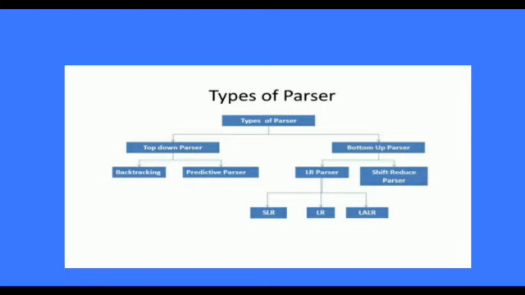Let us see what the main parsers are. There are 2 types, as I already told you: TDP, that is top-down parser, and BUP, that is bottom-up parser. So these are the different parsers. Now let us see the top-down parser. The construction of a parse tree starting from the root and proceeding to the children is called TDP. Starting from the start symbol of the grammar and reaching the input string is called a top-down parser.